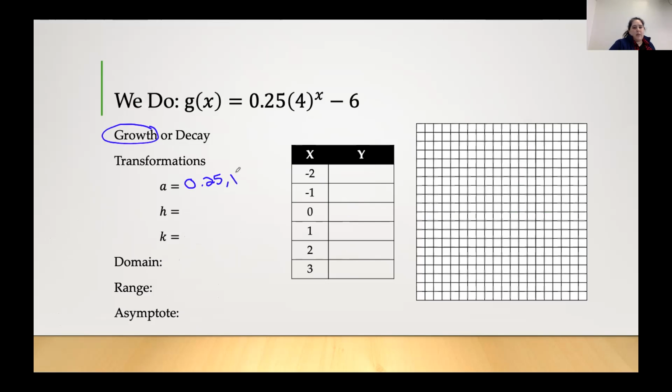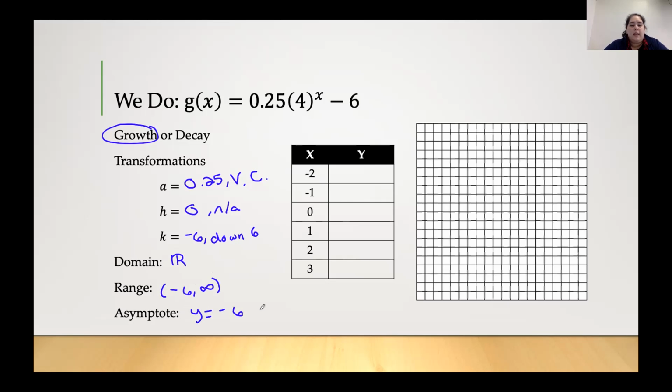So that tells me we have a vertical compression. My h value is 0, so there's nothing that happens here. K is -6, so it goes down 6. My domain will be all real numbers. My range, a is positive, so that means I'm going to go from k to infinity, so -6 to infinity. And then I have an asymptote at y equals k, so y equals -6.